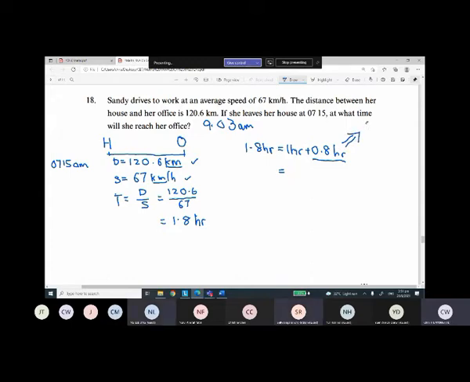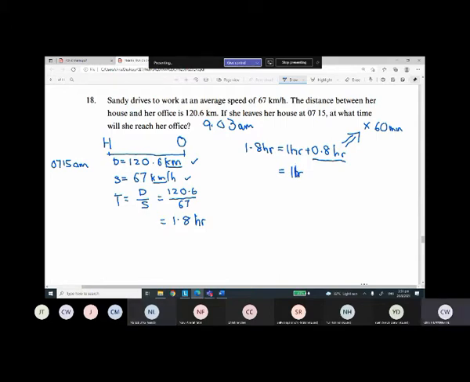Times 60 minutes. Very good. You must times 60 minutes, right? Because 1 hour is 60 minutes. 0.8 hour is 0.8 times 60. So it will be 1 hour 48 minutes.